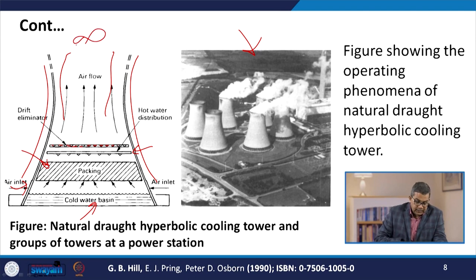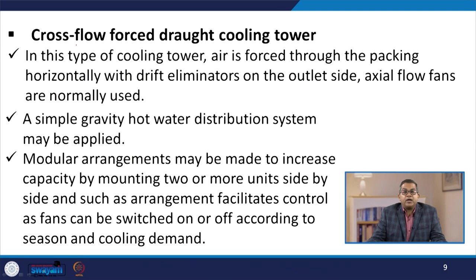So, that is why this name implies the natural draught hyperbolic cooling tower. Now, let us talk about the cross flow forced draught cooling tower. In this type of cooling tower, air is forced through the packing horizontally with the drift eliminators on the outlet side, and axial flow fans are normally used. A simple gravity hot water distribution system may be applied to this particular approach.